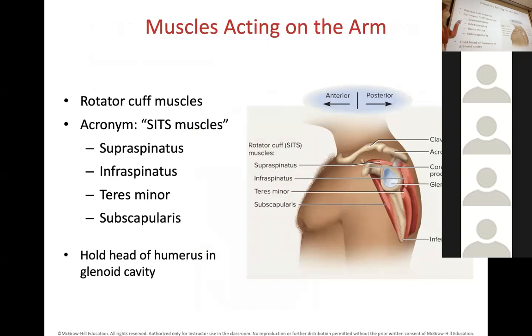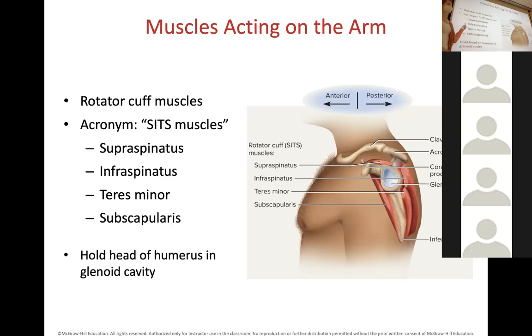The acronym to remember these is SITS, S-I-T-S. So you have the supraspinatus and infraspinatus, teres minor, and subscapularis. Those are the four muscles of the rotator cuff. Supra means on top of, infra means underneath. So we have supraspinatus, and then infraspinatus is kind of on the back here. So you have supraspinatus and infraspinatus, really close to each other here.